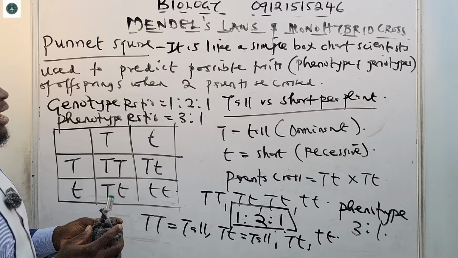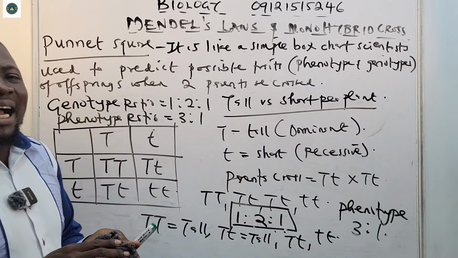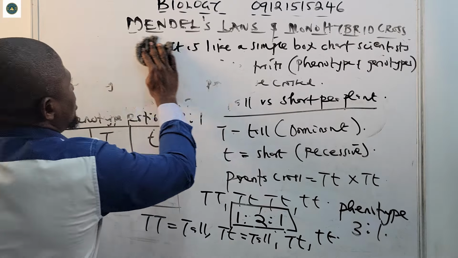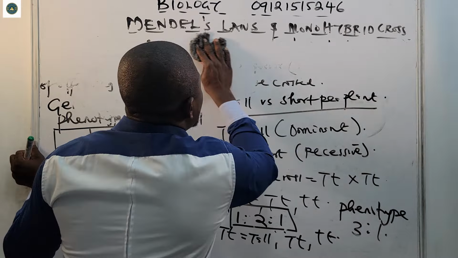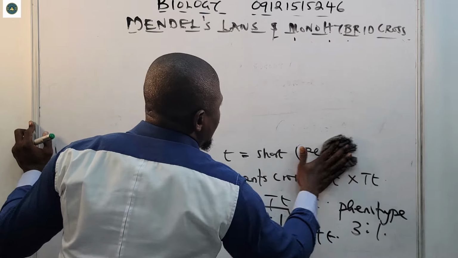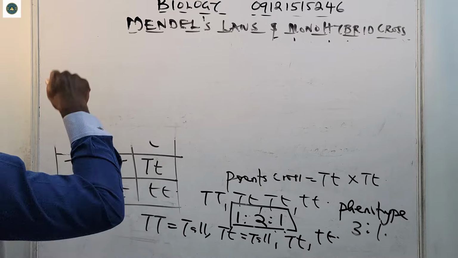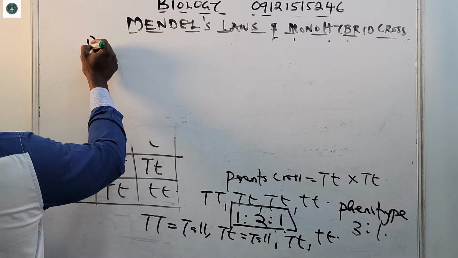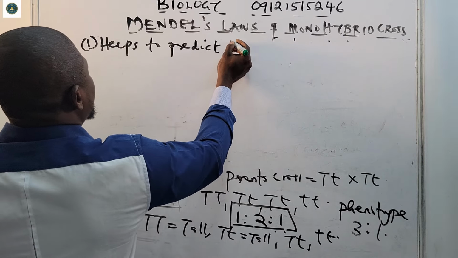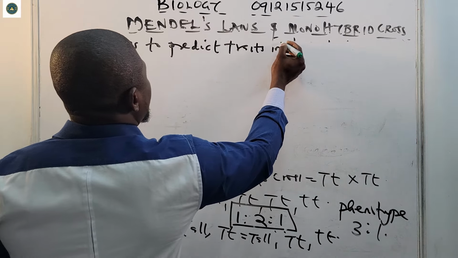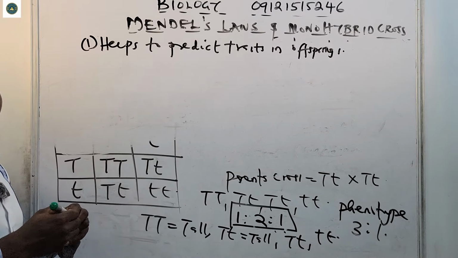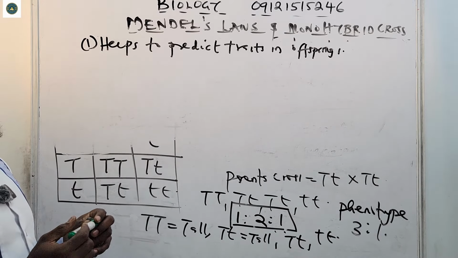In what ways is the Punnett Square useful? Number 1, it helps predict traits. The Punnett Square helps to predict what? Traits in offspring, or in the children, right? So it helps us to predict traits in offspring.